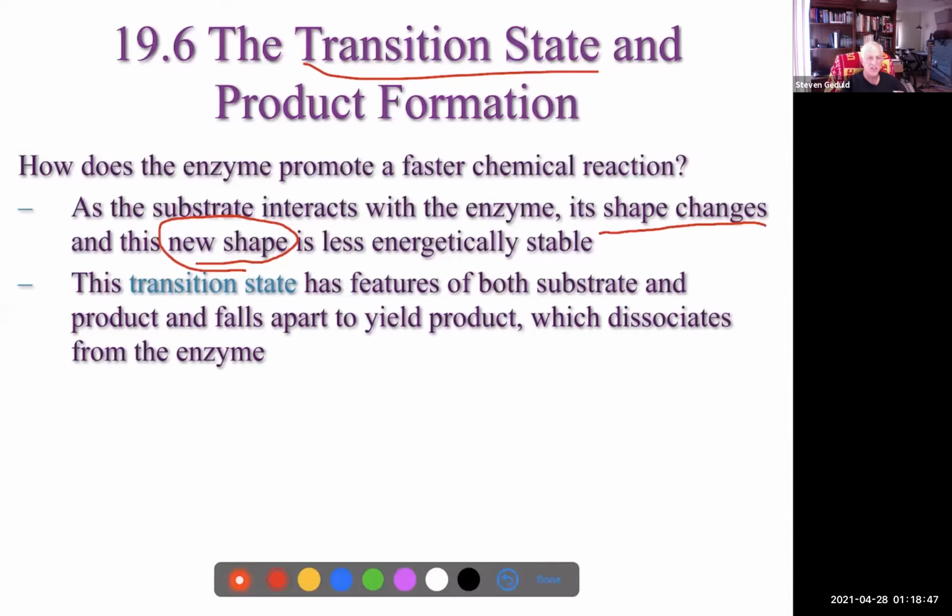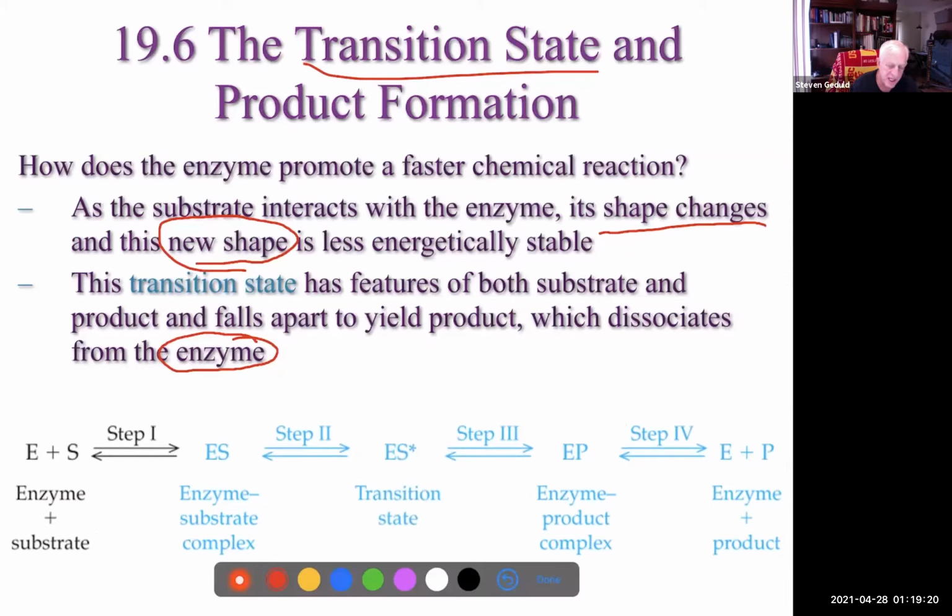This transition state has features of both substrate and product, and falls apart to yield the product, which dissociates from the enzyme. So you get your enzyme back in the original form, like a catalyst. Remember, it has to regenerate itself. The substrate comes in, the bonds are changed, the shape is changed, so now it can react. It can modify itself, and then the product is released once it's modified.